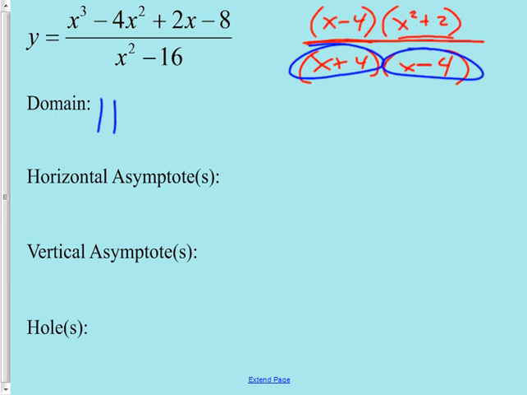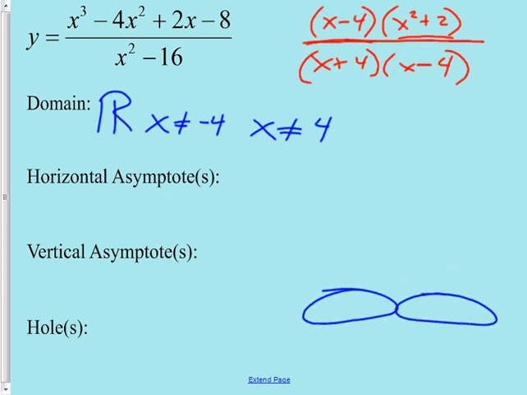So everything works, you put a big R for all reals, except x cannot be negative 4, and x cannot be positive 4. Because why? Because then the bottom crashes, or the bottom cancels. Sorry, the bottom becomes a 0. Okay, so I've got my domain done. Now that gets me a neato little list.